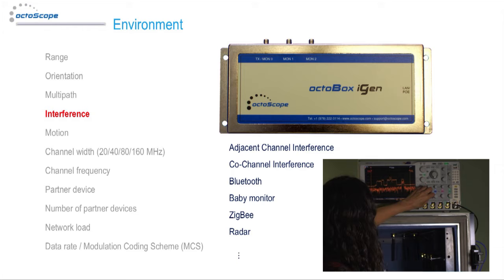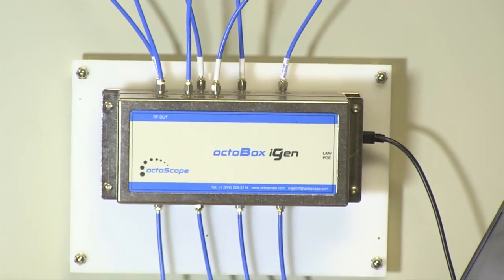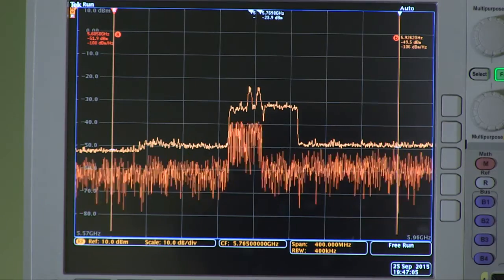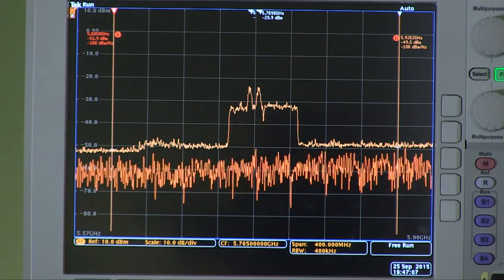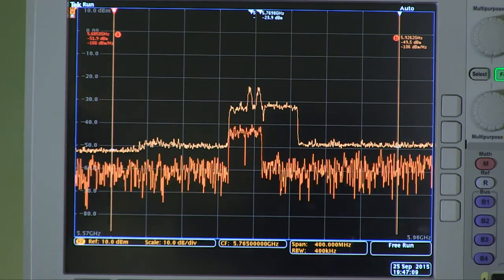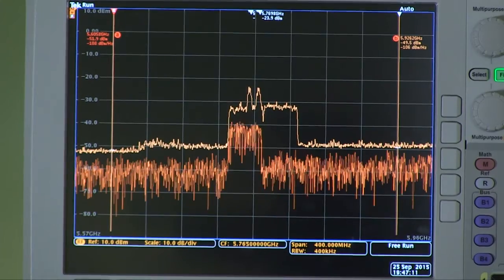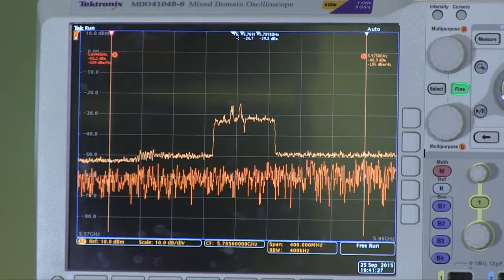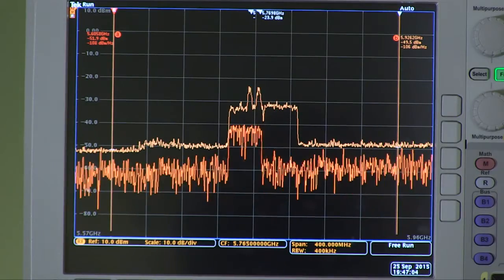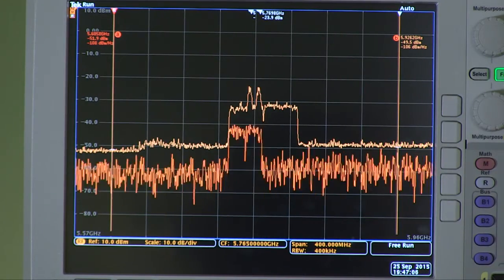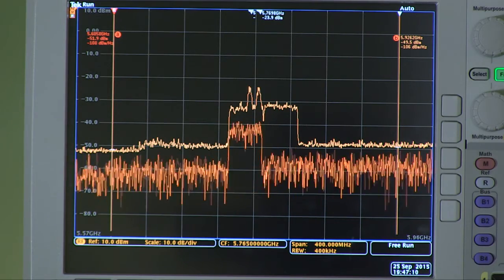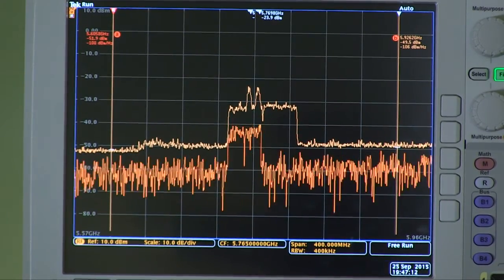The octoBox iGen interference generator emulates interference from adjacent Wi-Fi cells as well as other common sources of interference. Here we see the spectrum of Wi-Fi traffic interference generated by the iGen. This measurement using the Tektronix mixed domain oscilloscope shows an injection of 40 MHz wide Wi-Fi interference into an 80 MHz Wi-Fi channel. If you inject such interference into the control channel of a system under test, this system is expected to adapt by possibly changing the operating channel.